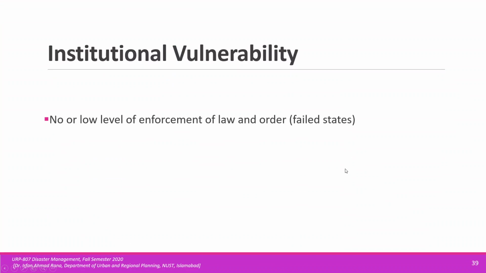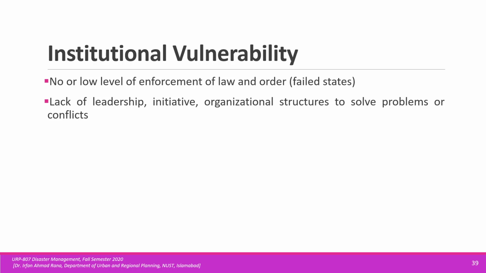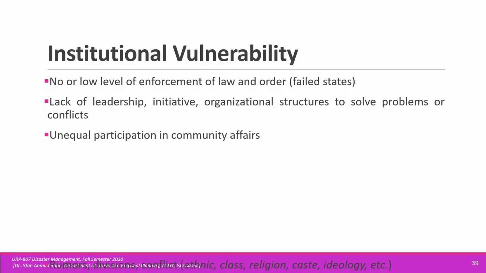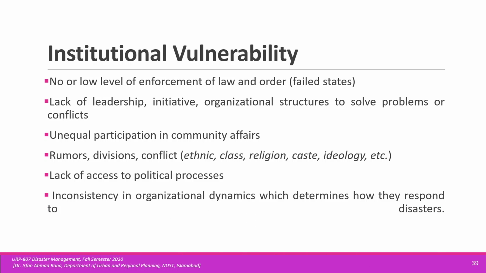Some other components, or you can say a part of vulnerability, can be how much enforcement or implementation of a particular area there is, how effective your leadership is, whether there are conflicts like political biases, unequal participation, how much public participation is apparent in the urban planning processes, and conflicts and rumors. Are they acknowledging these or denying them, or is it causing institutions to not work properly, a lack of political processes and different dynamics in how they respond to a particular disaster.